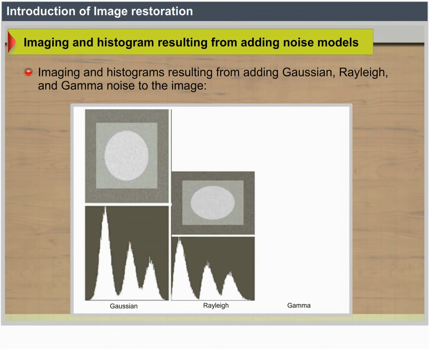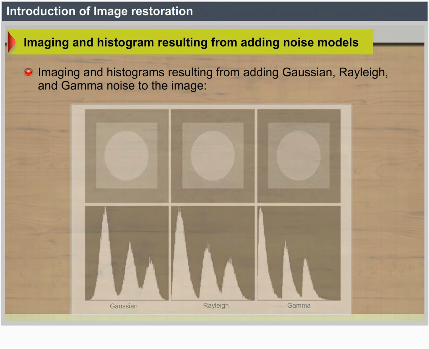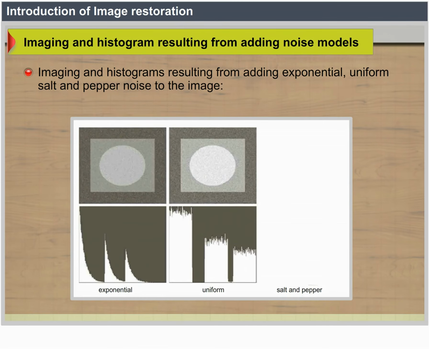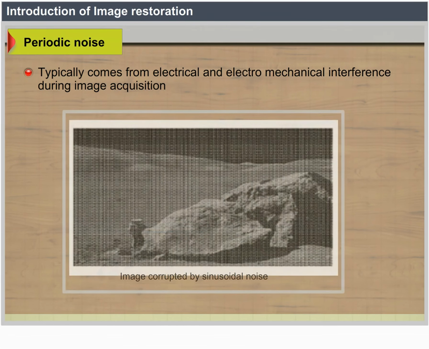Estimation of noise parameters. S is a subimage, p_S(z_i) are probability estimates of the intensities of pixels in S, and L is the number of possible intensities in the entire image.